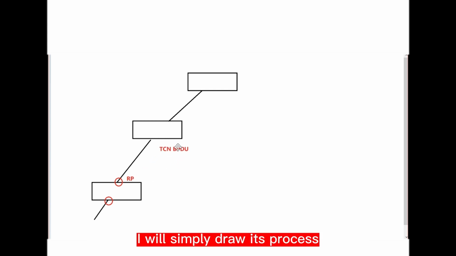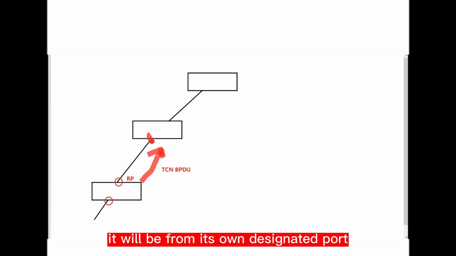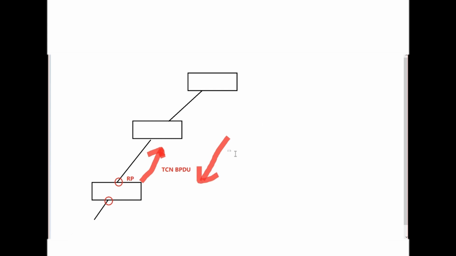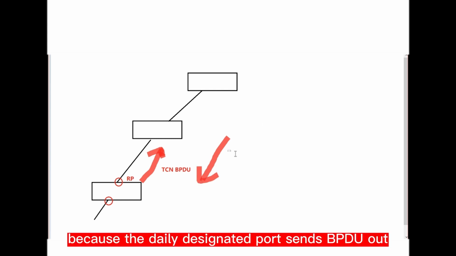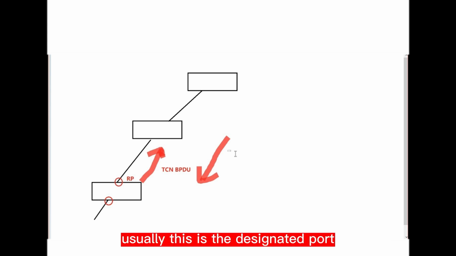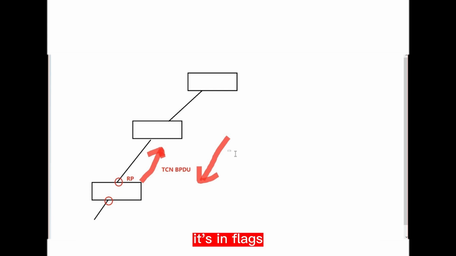So it will send this message upstream. I will simply draw its process. When the upstream device receives it, it will send a BPDU message to the downstream device from its own designated port. Because the designated port usually sends BPDUs out. Usually this is the designated port, and below are the root ports. It sends configuration BPDU. But what is different in the configuration BPDU? It's in the flags. There is one called TCA.